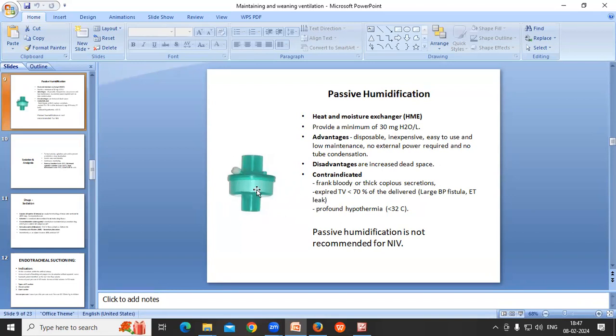And then they can easily block. You need to change it every 24 hours. You cannot use it for more than 24 hours. Sometimes the child is having pulmonary edema or copious secretions, and they can easily block it. You need to make sure that if your PAP is going up, your pressures are going up, then you need to change this one. And it is not recommended for NIV. You cannot use these filters for NIV. So that is about humidification.